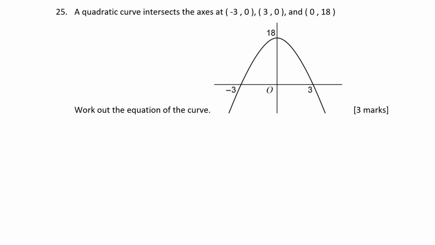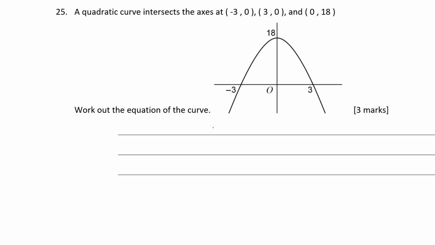Question 25. A quadratic curve intersects the axes at minus 3, 0, 3, 0, and 0, 18. Work out the equation of the curve. So we've been given a quick sketch of this curve. I can see the roots here. This is the y-intercept up here, isn't it? Okay, and I want its equation.